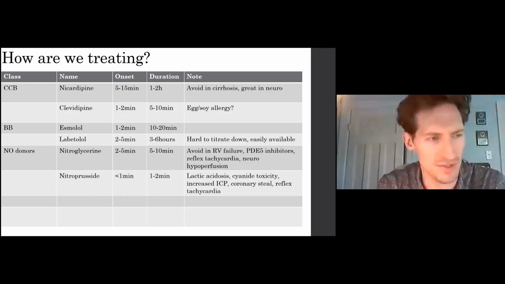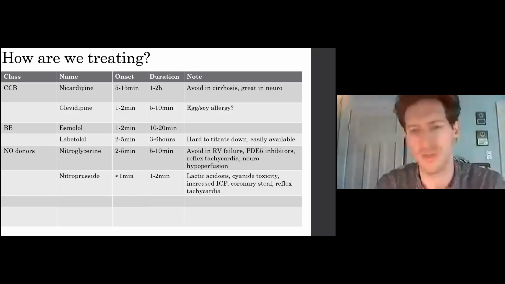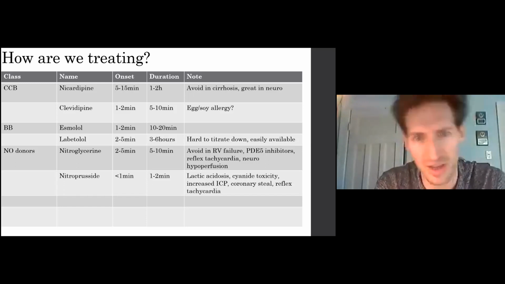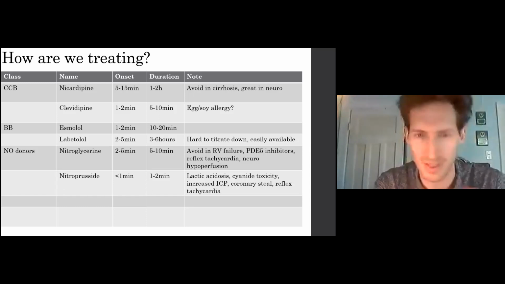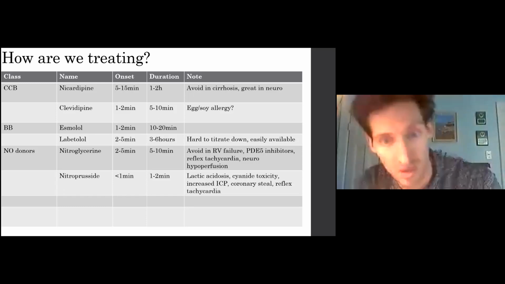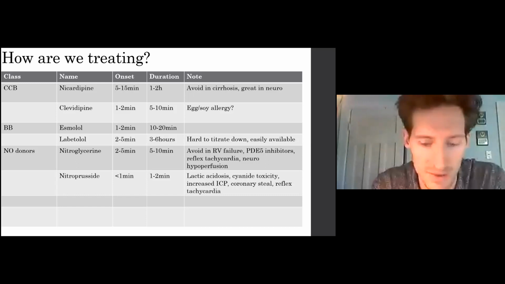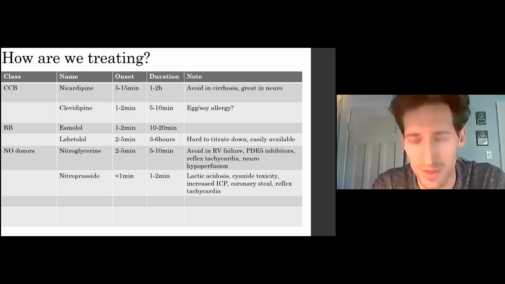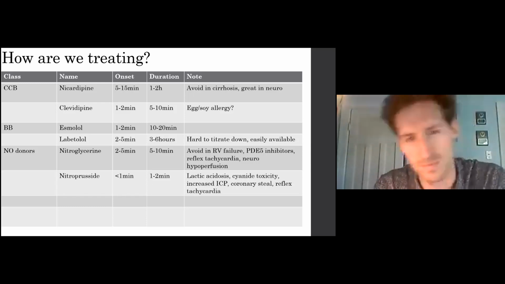There is such a thing as coronary steal from it. So some of the healthy coronaries will dilate more than the non-healthy coronaries, and therefore the ischemic parts of the heart will get even less perfused. So not great in MI patients or CAD patients. And then some reflex tachycardia, which obviously happens a lot with vasodilators. So maybe not that great.